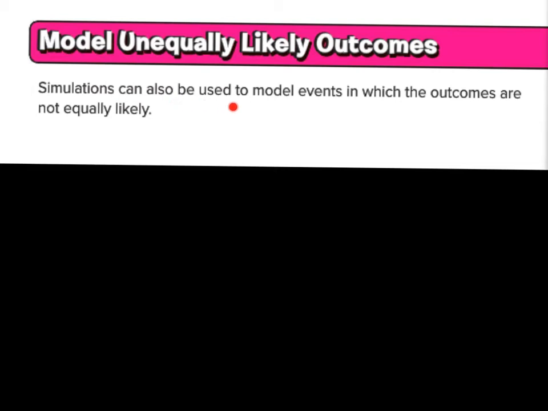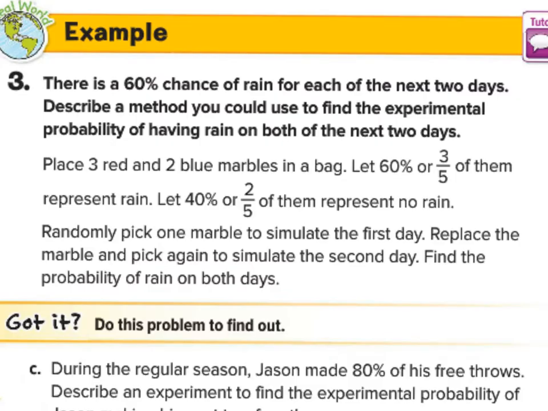Simulations can also be used to model events in which the outcomes are not likely. For example, predicting the weather. Here's an example. There is a 60% chance of rain for each of the next 2 days. So each of the next 2 days. So Monday, 60% chance of rain. Tuesday, 60% chance of rain. Describe a method you could use to find the experimental probability of having rain on both the next 2 days.